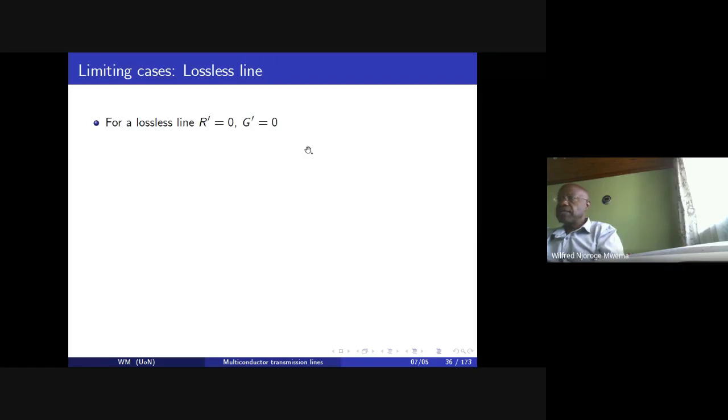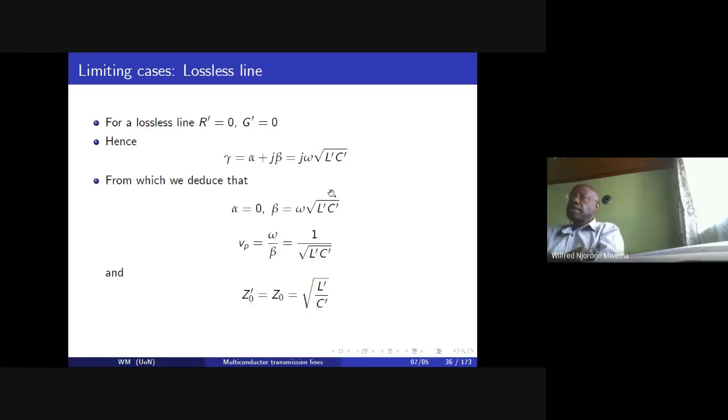And therefore, this lossless case tells us that gamma, that is the propagation constant, which is given by alpha plus j beta, is just going to be given by j omega root L prime C prime, where, remember, these parameters are per unit length inductance and capacitance. Now, from which we can deduce straight away that alpha must be 0, and beta must be given by omega root L prime C prime, and the phase velocity on the line is going to be omega divided by beta, which is equal to 1 over the square root of L prime C prime.